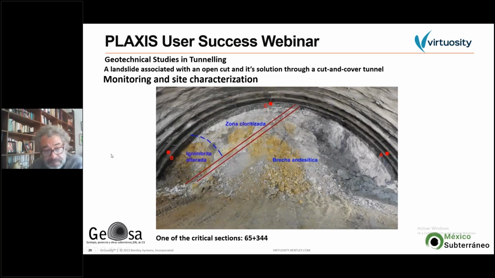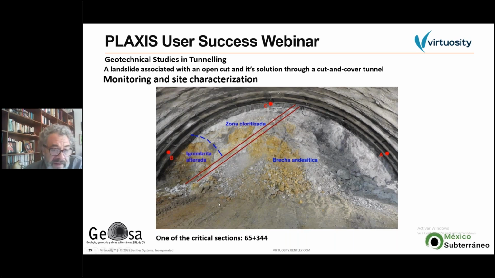This is a photograph of the tunnel front. In one of the most critical sections, we had this main red fault called the fault Cañada, and also some very altered zones of chloritized rock, and a contact between ignimbrites and breccias, which were also altered.